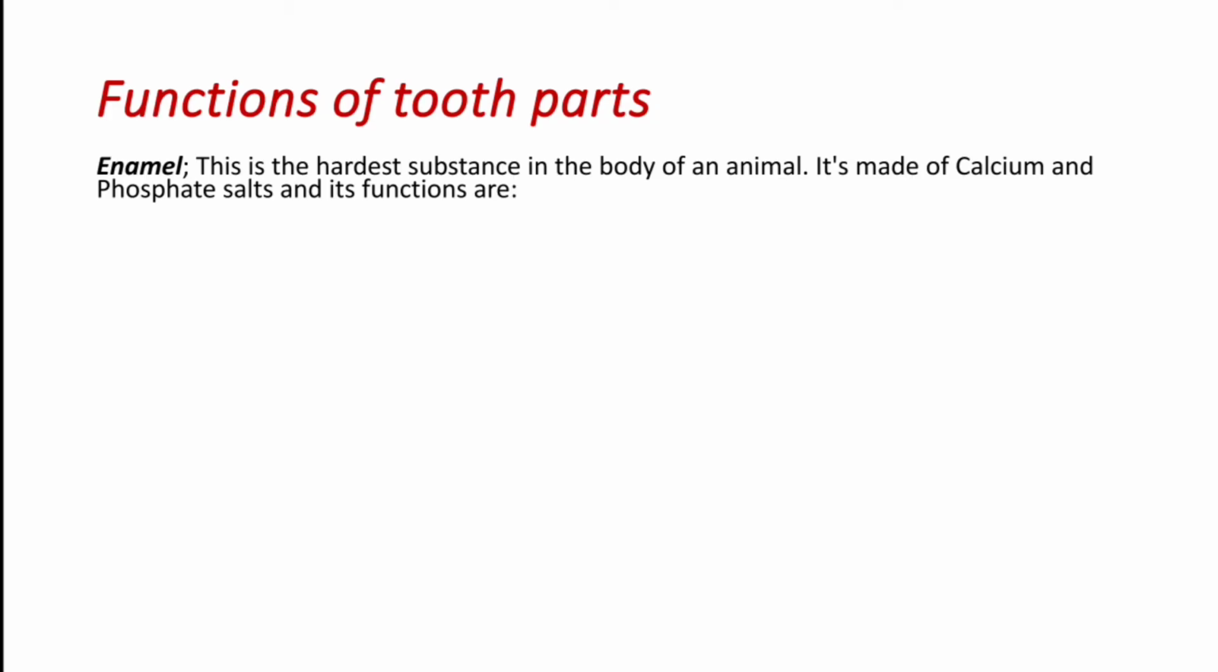Now, what makes up the enamel? What makes up the enamel is calcium and phosphate salts. So if you check your Colgate, you're going to find calcium or phosphates in there. Why? Because the enamel is made up of those things. So the enamel is the hardest substance. It's made up of what? Calcium and phosphate salts. Now, what are the functions of the enamel?